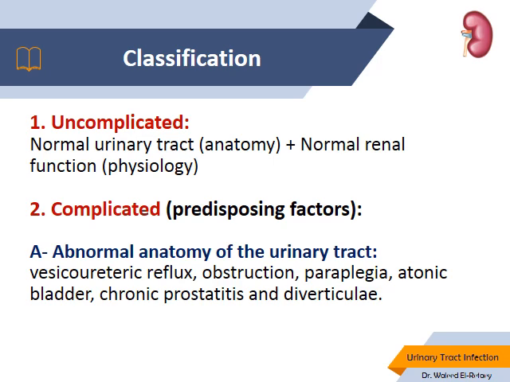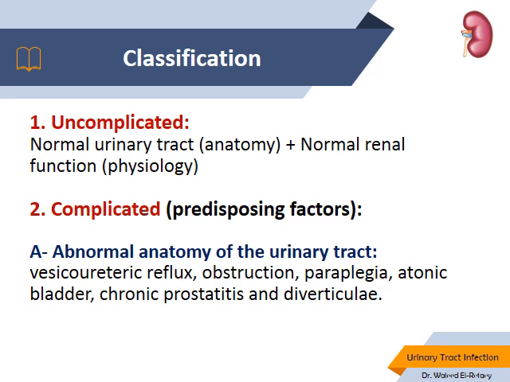The urinary tract infection could be classified either to uncomplicated or complicated group. Uncomplicated with normal urinary tract anatomy and normal renal function, and complicated if there is a predisposing factor that may lead to a complication in this patient with urinary tract infection. The predisposing factors that lead to complications are either anatomical or physiological.